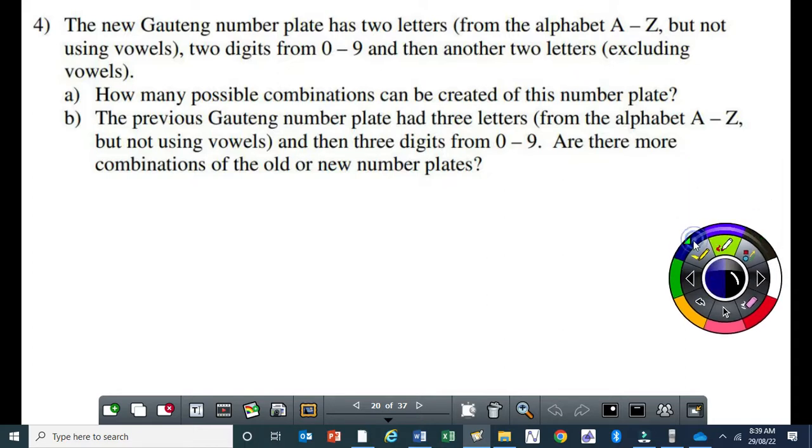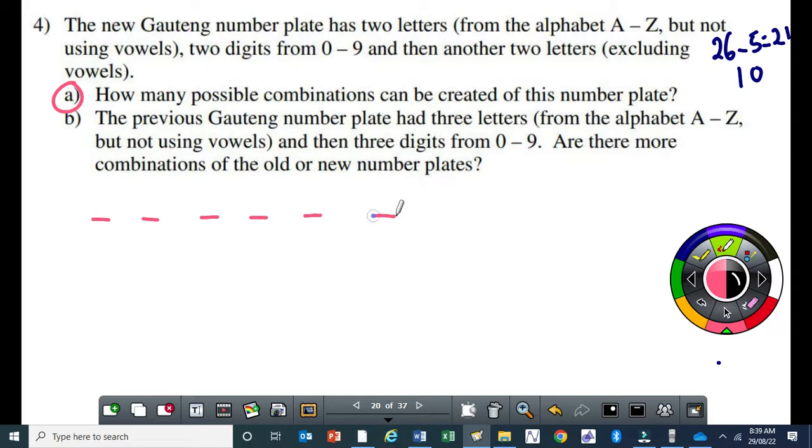I'm sure you're all aware that we have 26 letters in the English alphabet. If we subtract the vowels, we end up with 21. And in terms of our digits from 0 to 9, that will be a total of 10 digits. So for 4A, we have 6 positions. The first two can be taken by the letters.